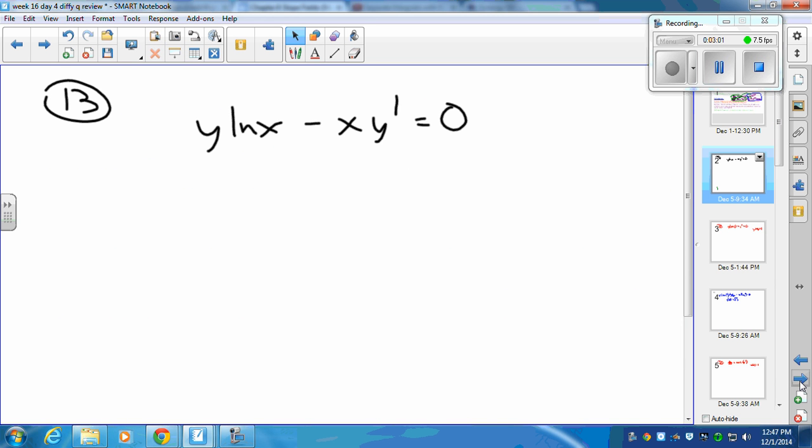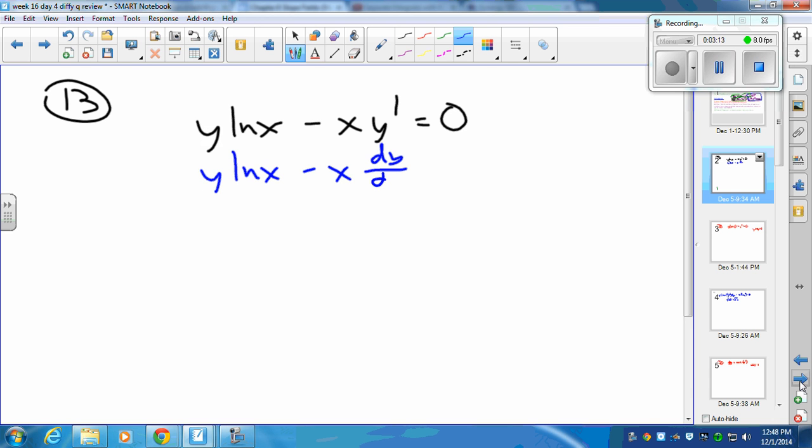All right, so here's the first one, number 13, that you had in homework last night, and I'll just go about trying to solve it for you. Anytime I have y primes, I like to write them immediately as dy/dx. And now my goal is to get all of the y's on one side, all of the x's on the other side. Typically, the y's are on the left, and the x's are on the right. In this case, this one actually is going to be backwards.